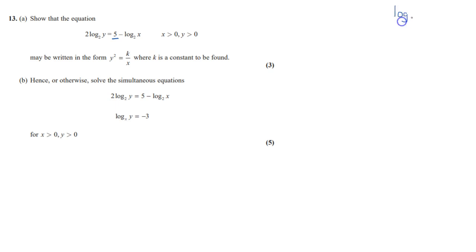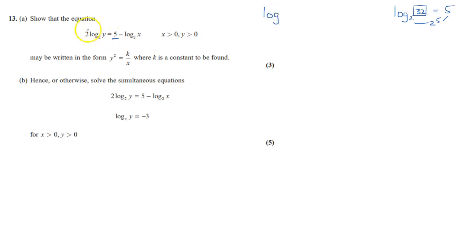We have log base 2, we don't know this number, and that is equal to 5. So 5 can be written as log of a number base 2. That is 2 power 5, which is 32. So instead of 5 I can write log 32 base 2.